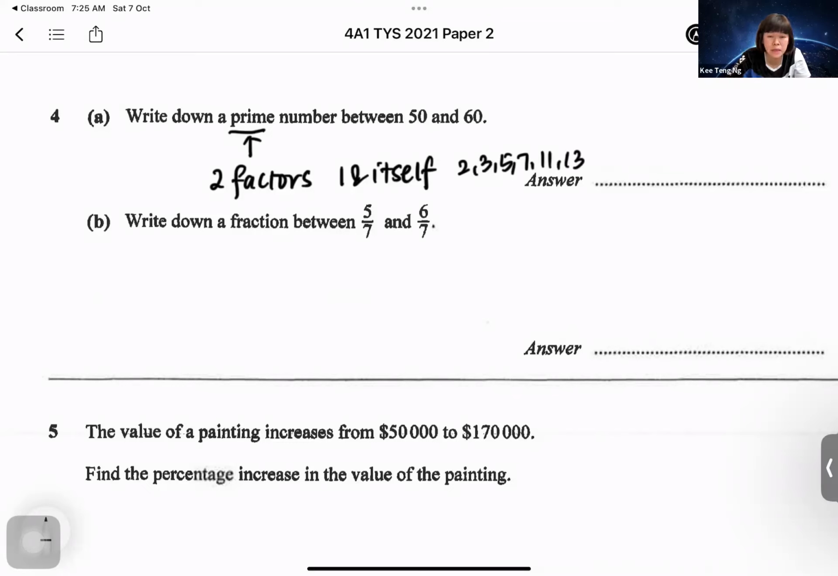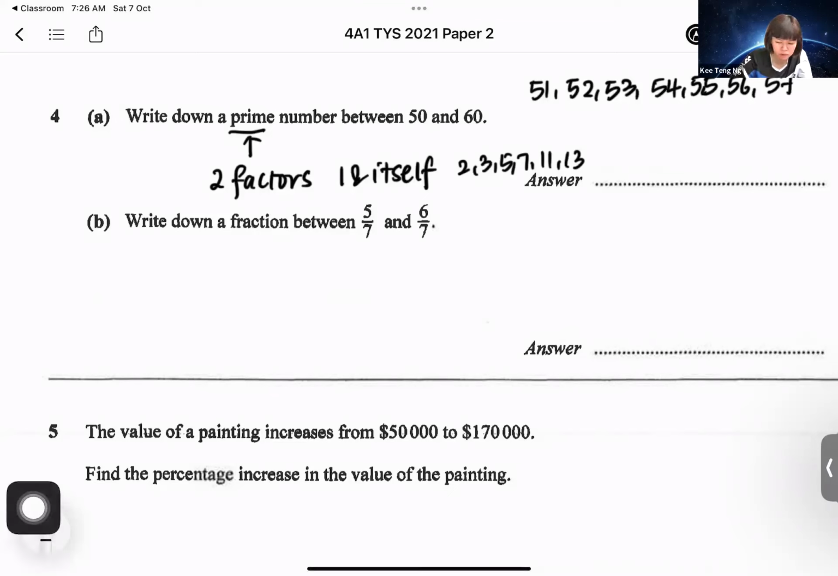And you realize that among the prime numbers, 2 is the only even number. Other than that, everyone is divisible by 2. So all the other even numbers are not prime numbers. Now let's take a look at the numbers between 50 and 60. So 50 and 60 are not included. So I'll look at 51, 52, 53, 54, 55, 56, 57, okay, but 58 and 59.